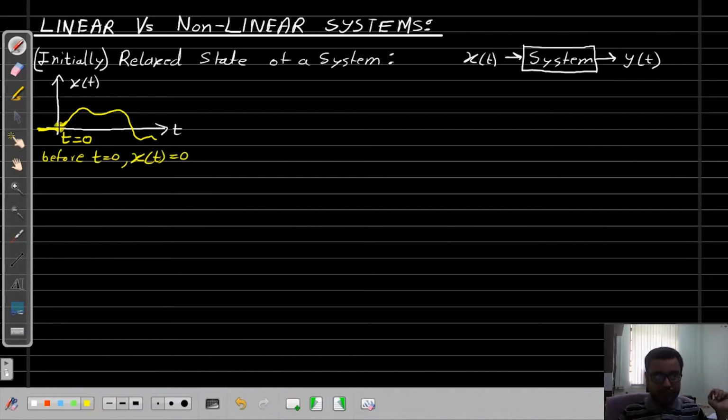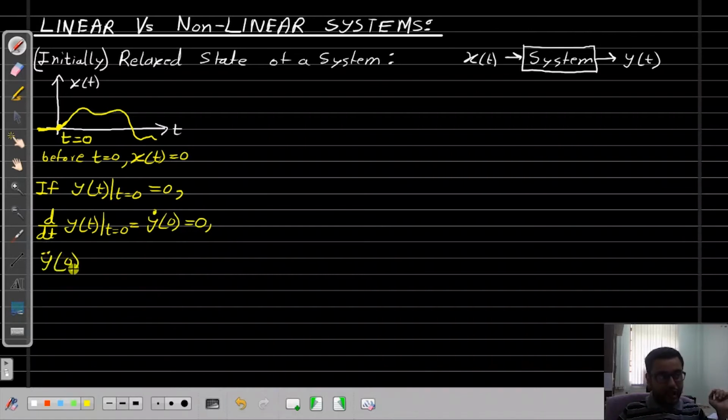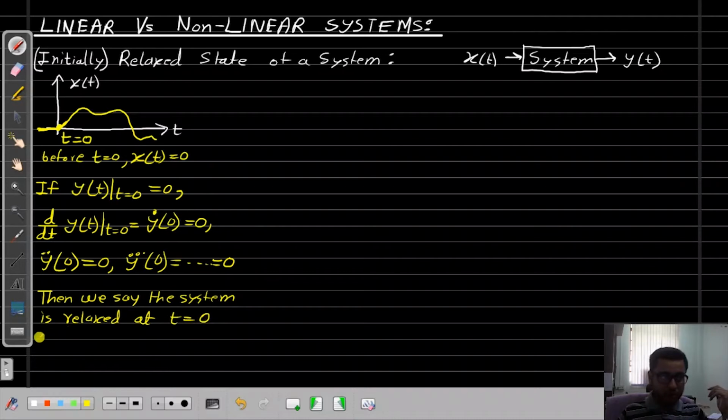Now at this moment when the input is started, if the output y(t) at this moment is equal to 0, and the derivative of the output at this moment, which is y dot(0), is also 0, similarly the second derivative at this moment is 0, third, fourth and all other derivatives, everything is 0, then we say the system is relaxed, or in a relaxed state at t equal to 0, or the system is initially relaxed.